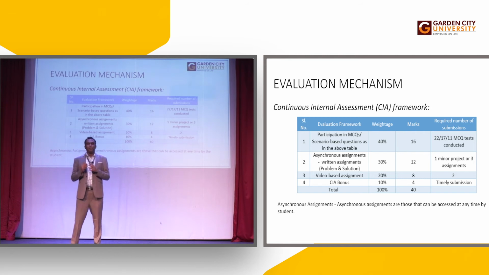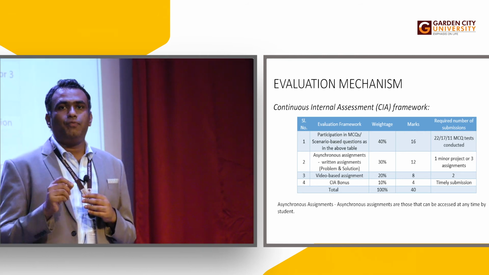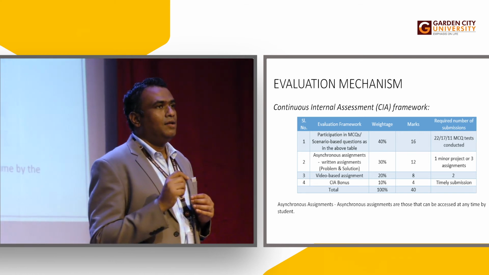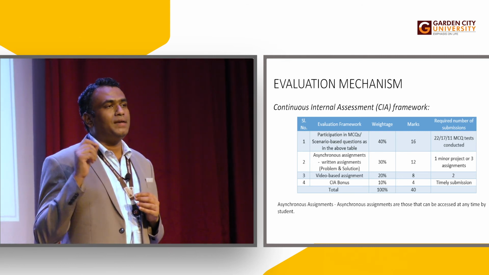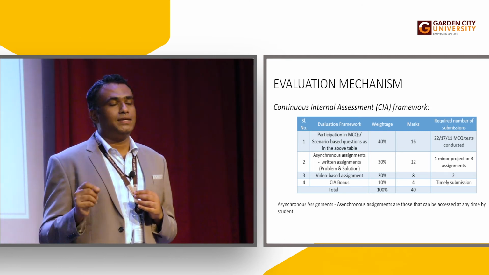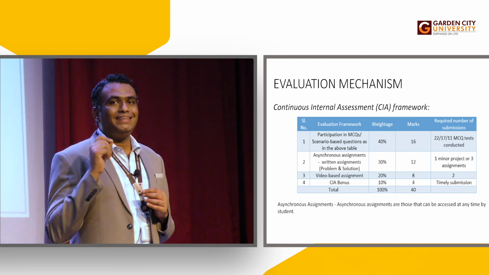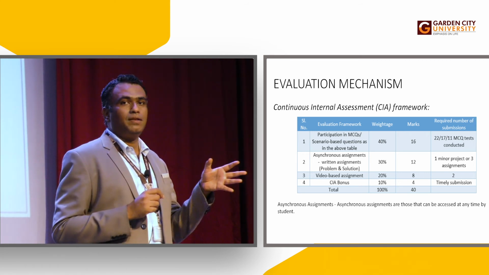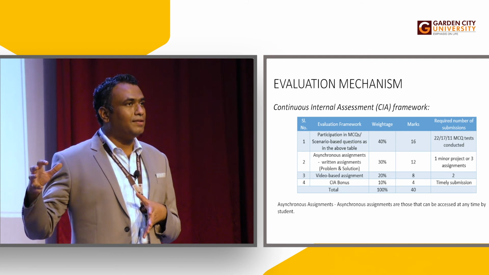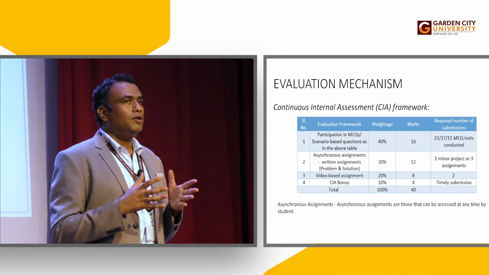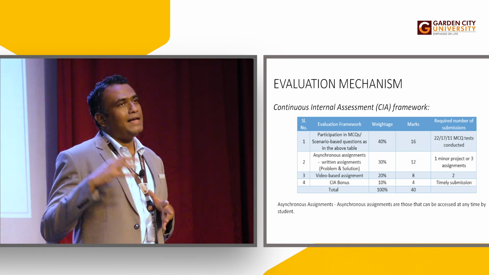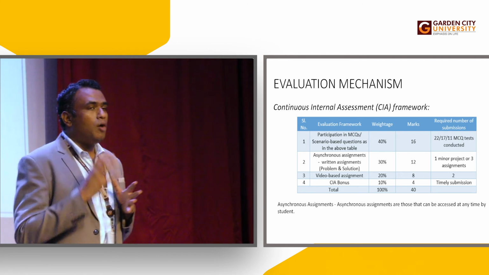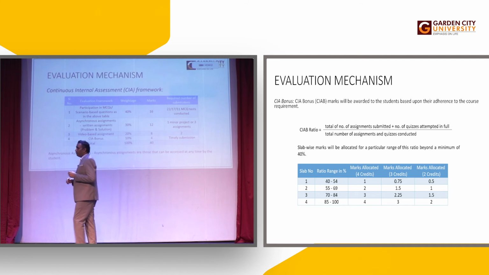There is something called a CA bonus. Research says that if students are given an incentive, their participation level tends to be higher. So Garden City University, taking a clue from research published in a high impact factor journal, has introduced a mechanism called the CA bonus, where any student who is prompt in submitting the assignment and prompt in participating in the quiz is provided with bonus marks. So both good students and students in need of improvement will compete to grab this CA bonus of 4 marks.